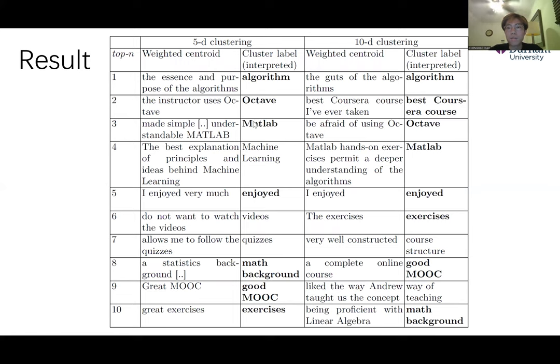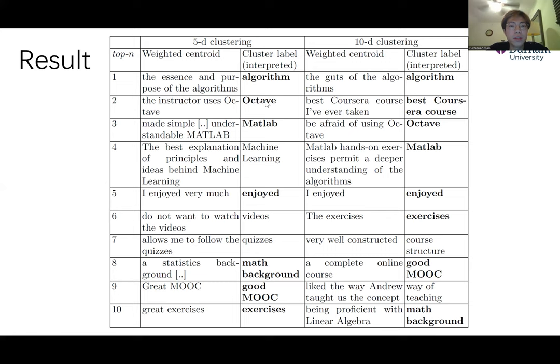This is a result of 12 machine learning and data science related courses, at the course level. We present two results here, respectively the 5D clustering and 10D clustering. We can see that they yield rather robust and stable output, for a reason we'll explain later. What they're talking about is very similar. The larger cluster for 5D clustering talks about the sense and purpose of algorithms as the central weighted centroid, so the whole cluster is talking about algorithms, while the weighted centroid for the 10D clustering's larger cluster is the guts of the algorithm. And other clusters are pretty similar.